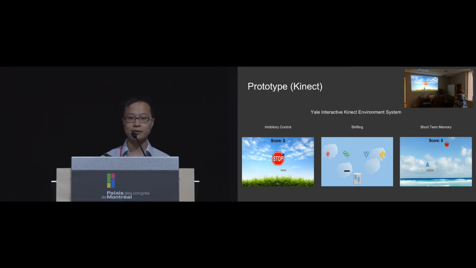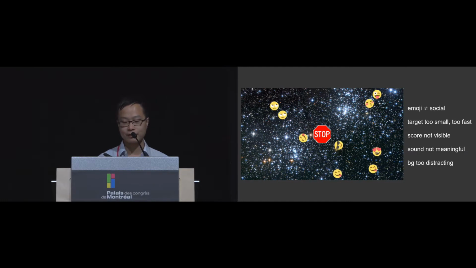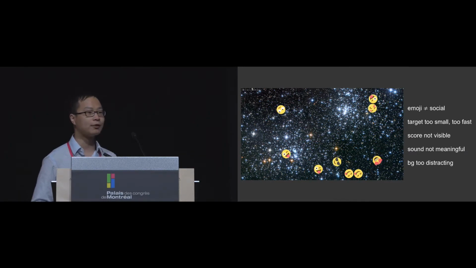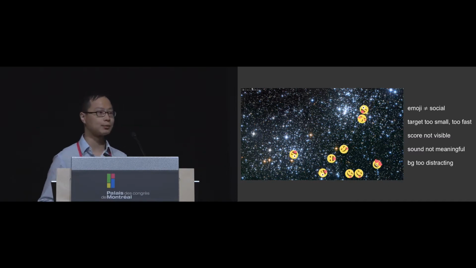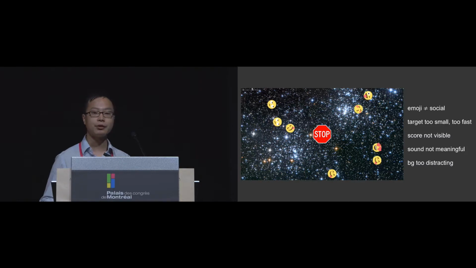So I redesigned the first version of the game and included the social components here. But there are some small problems. First, I used emoji as a social stimulus here. But for adults, we can see some expression here, but for children, it might be too abstract. So we need to use real human faces rather than the abstract emoji.